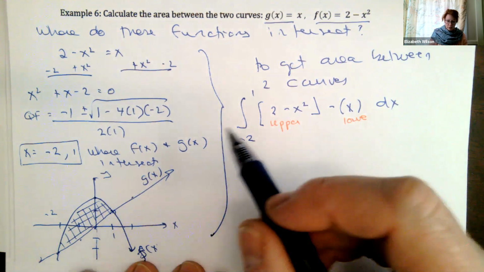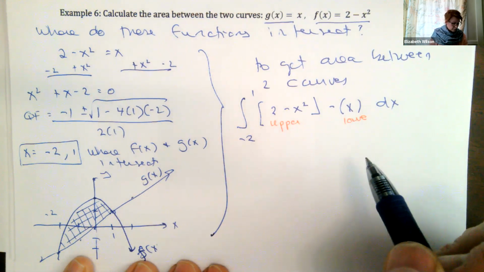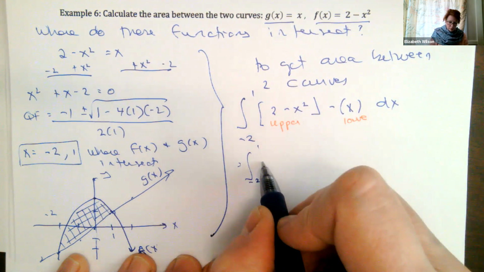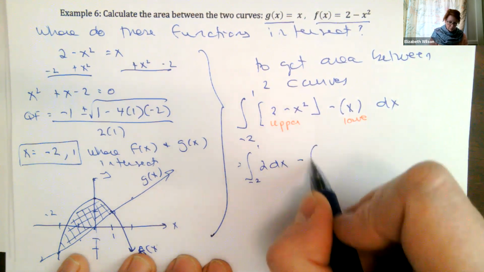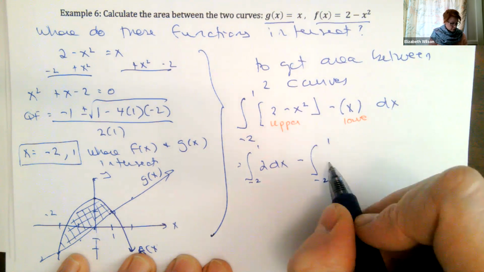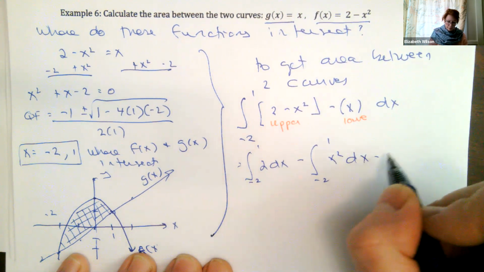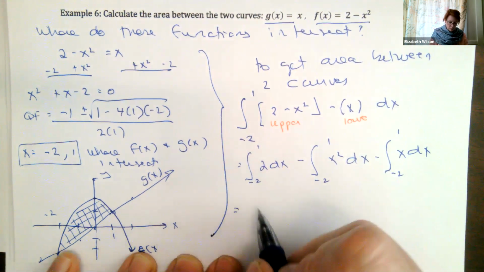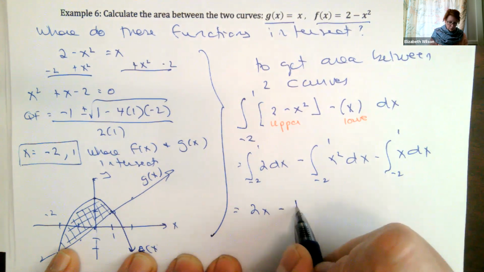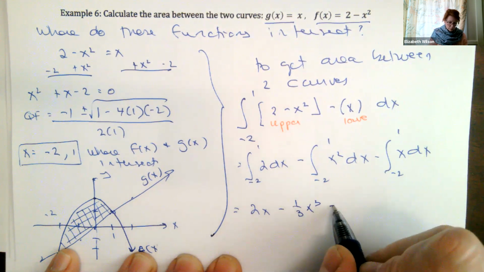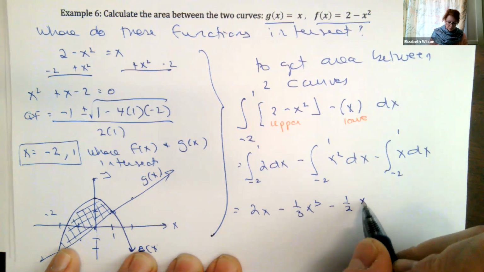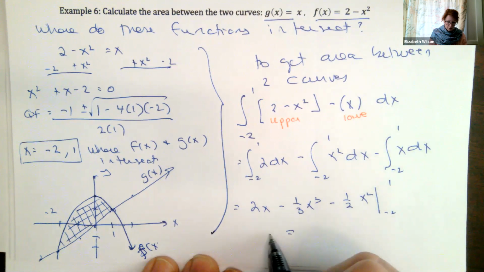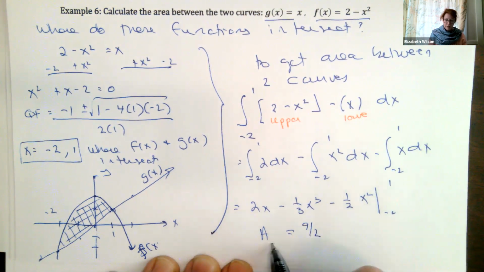So now it's just combining like terms and integrating. Basically we're going to get the integral from -2 to 1 of 2 dx minus x squared dx minus x dx, which gives us 2x minus 1/3 x cubed minus 1/2 x squared from -2 to 1. And then when we do this, we find that the area is equal to 9/2. So that's just simply the area.